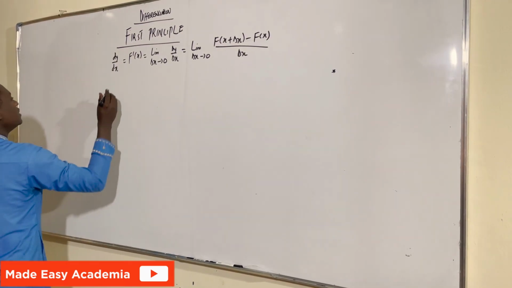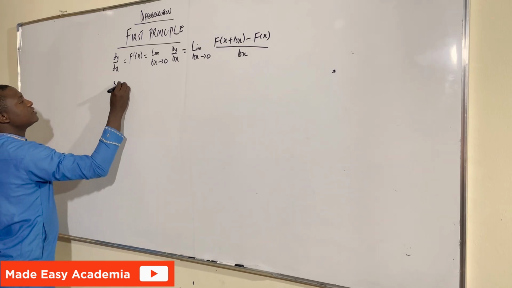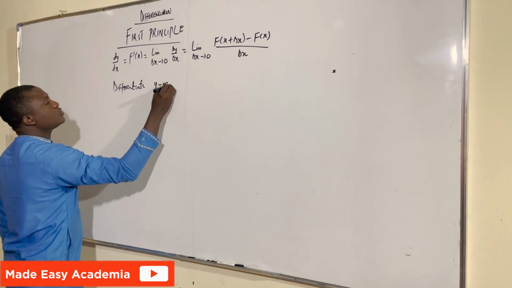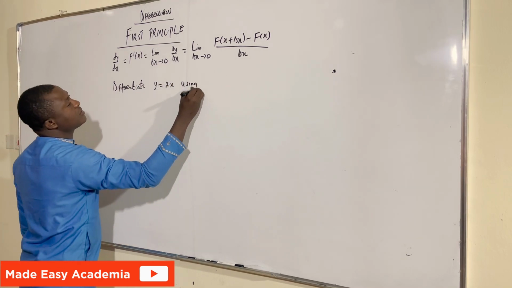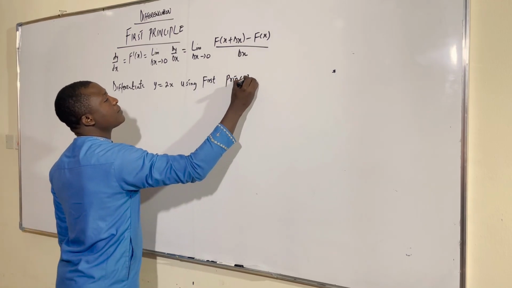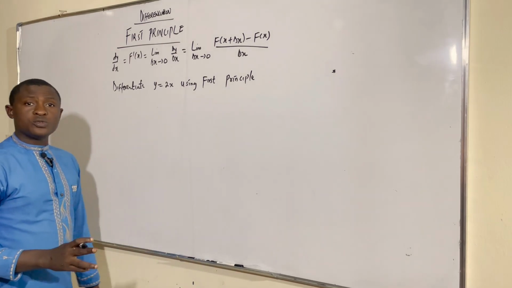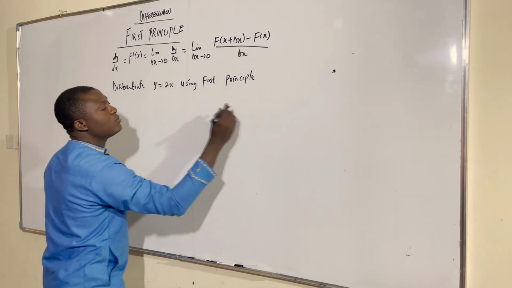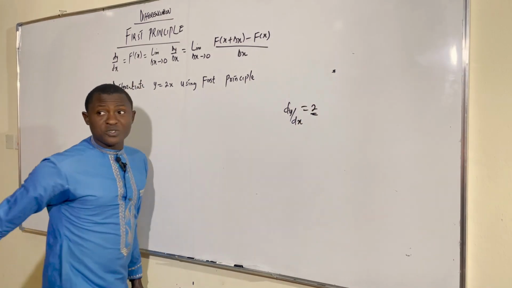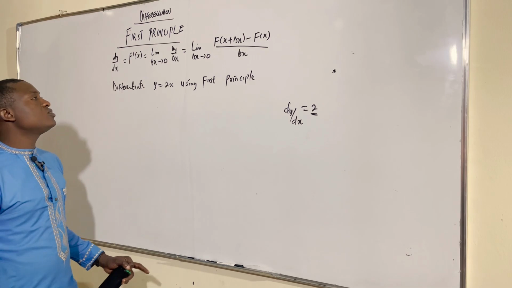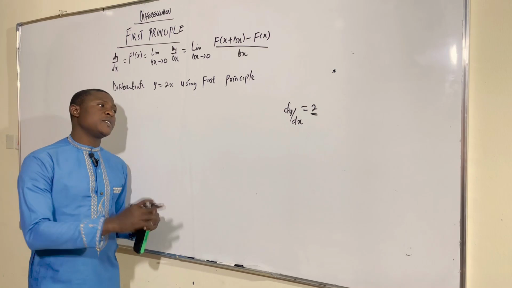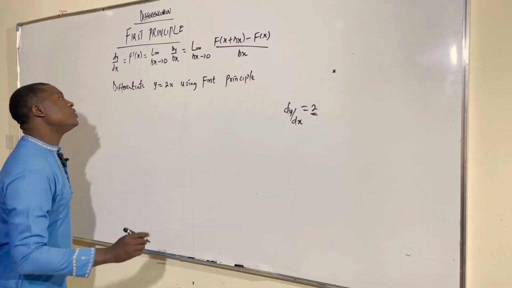Let's say they said differentiate y is equal to 2x using first principle. Now if I use the common method that we firstly did, the dy/dx of 2x is going to be 2, right? Yeah, good. So here, if I apply the first principle, I'm expecting my result to be 2. So look at the way I will do it.